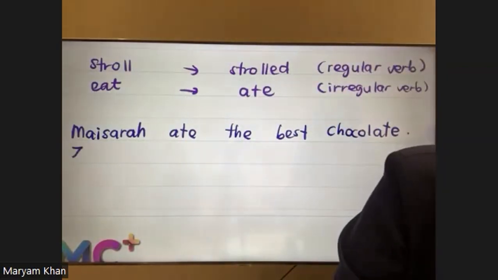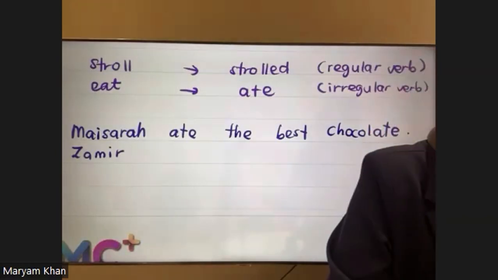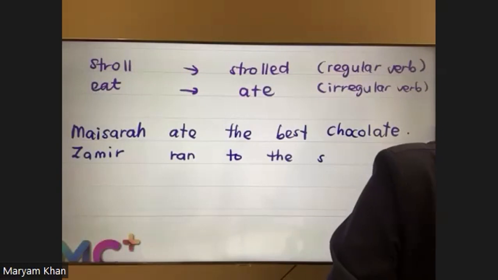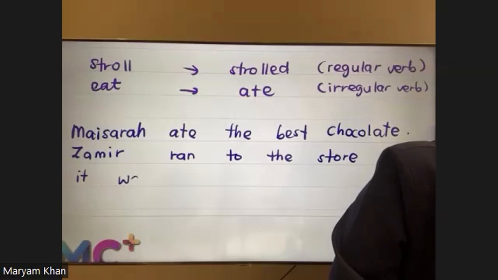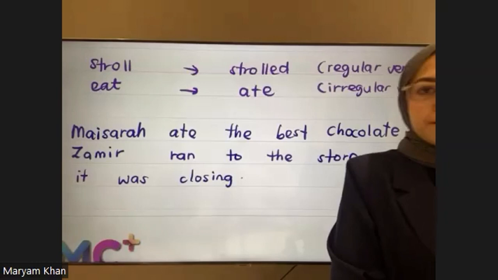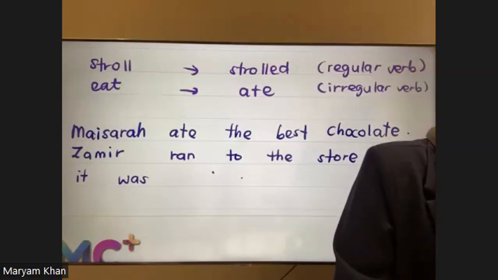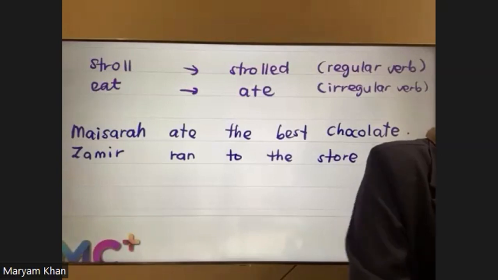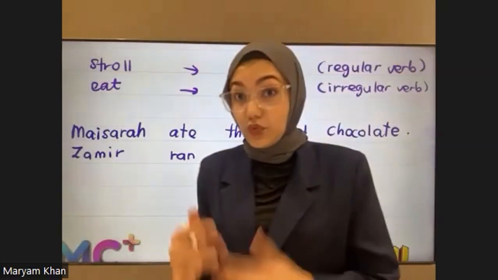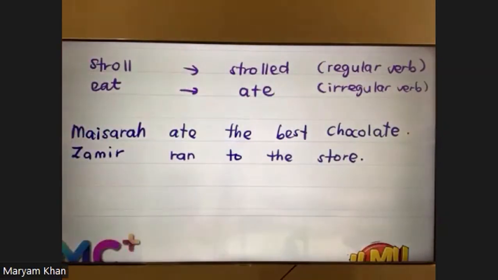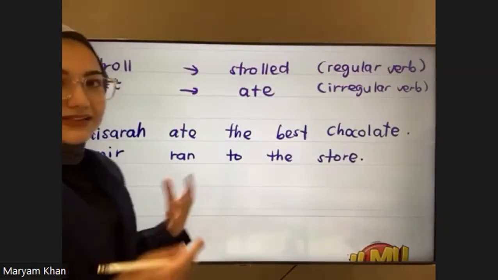So let's say, Zamir. Apa yang Zamir buat? Ran to the store as it was closing. Okay, ataupun ran to the store. Simple ones first. We want to take it one step at a time. Okay, he ran to the store. Past tense, you're done with that.